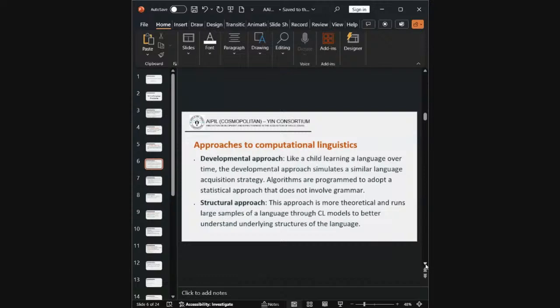Okay. Structural approach. We are finished with the developmental approach, structural approach.